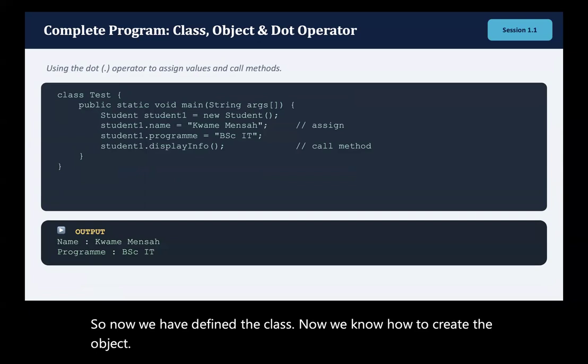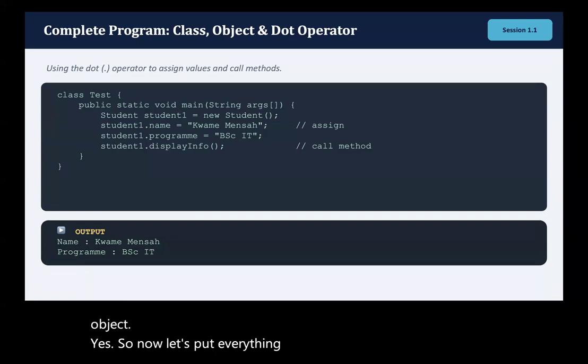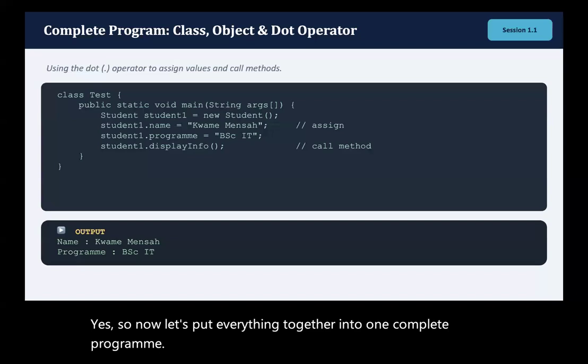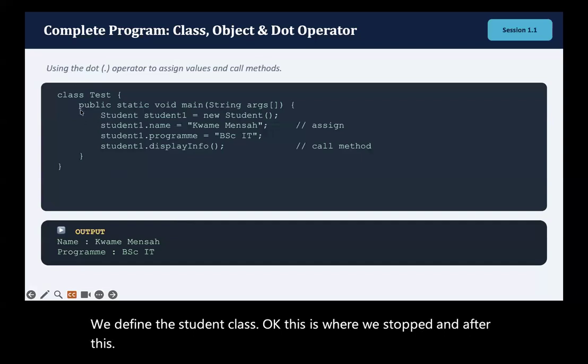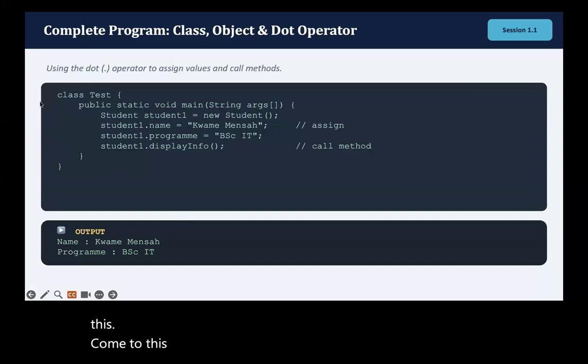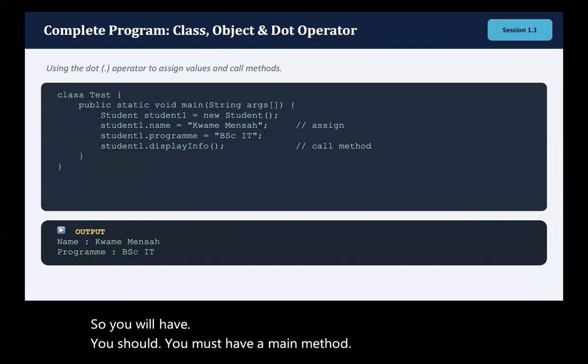So now let's put everything together into one complete program. Let's start from this. This is where we stopped. We defined the student class. And after this, come to this slide where you will be creating the objects. You must have a main method. Inside the main method, we first create a student object.